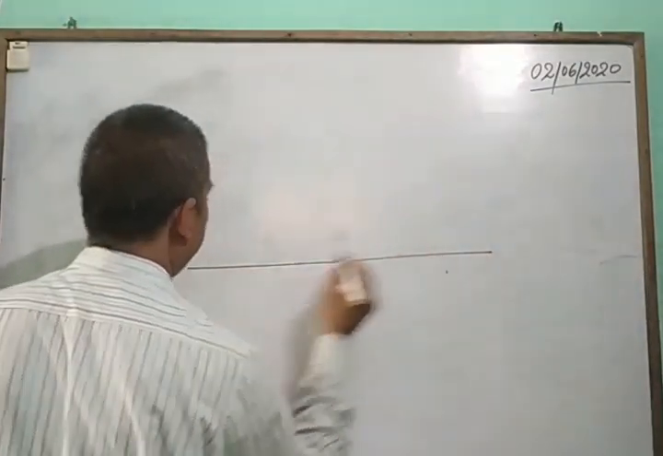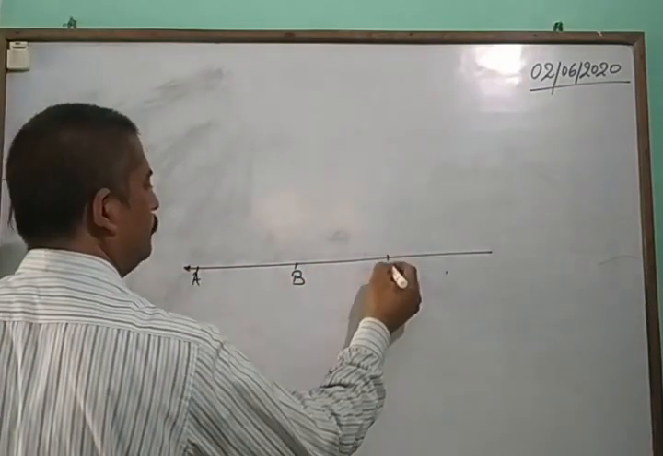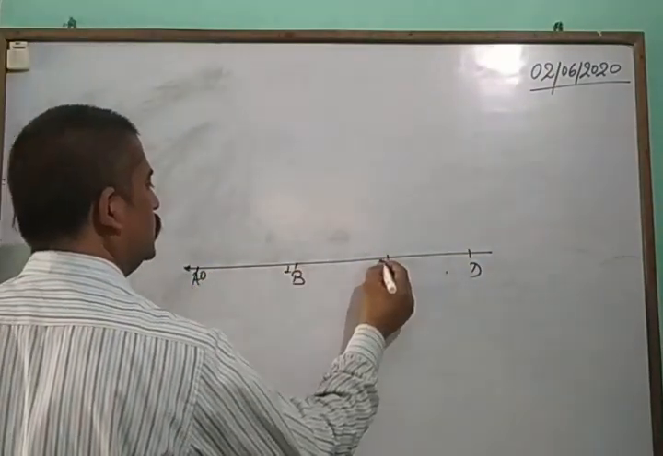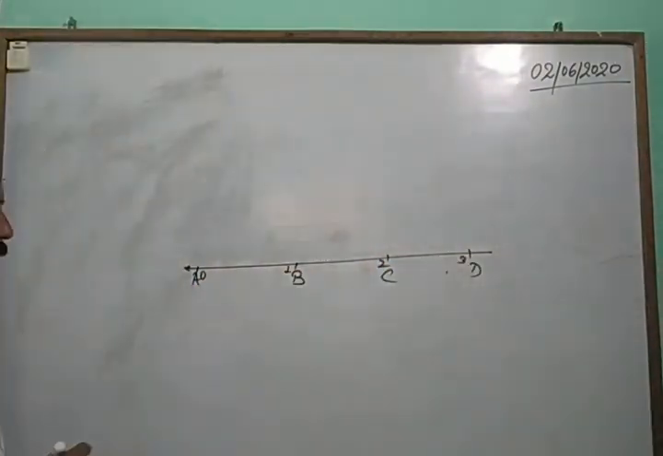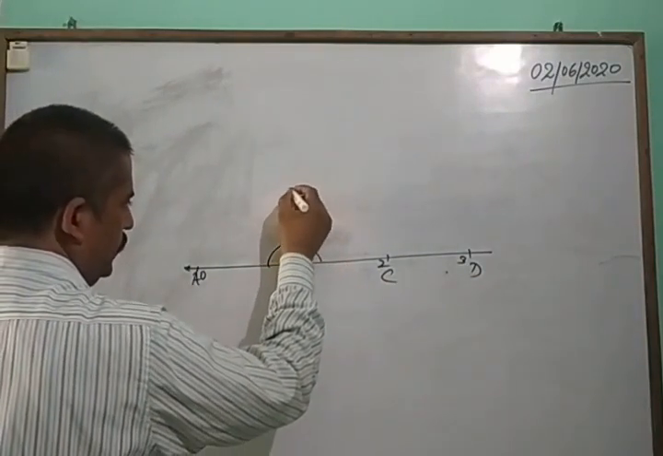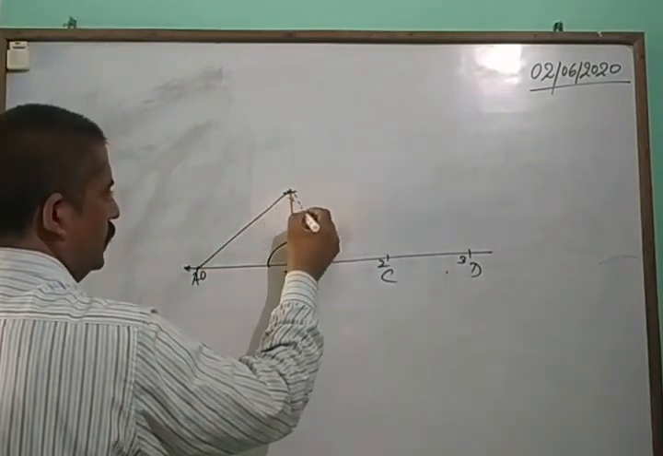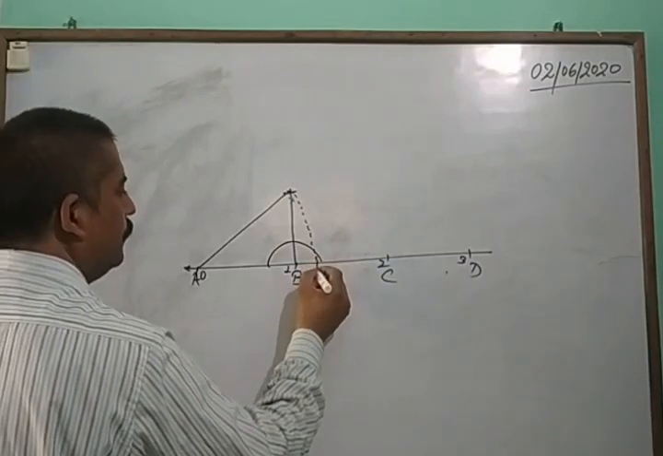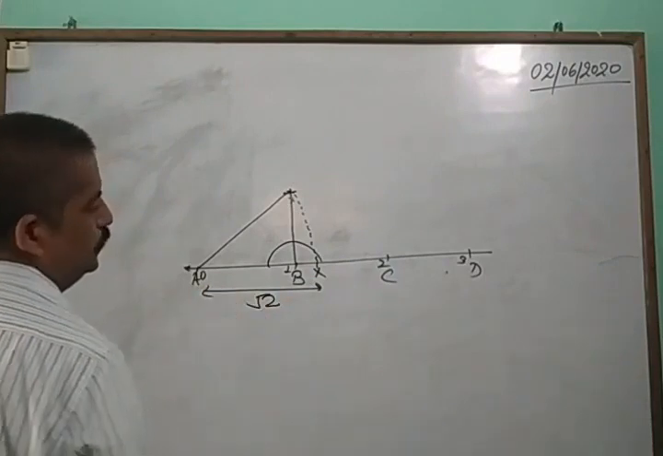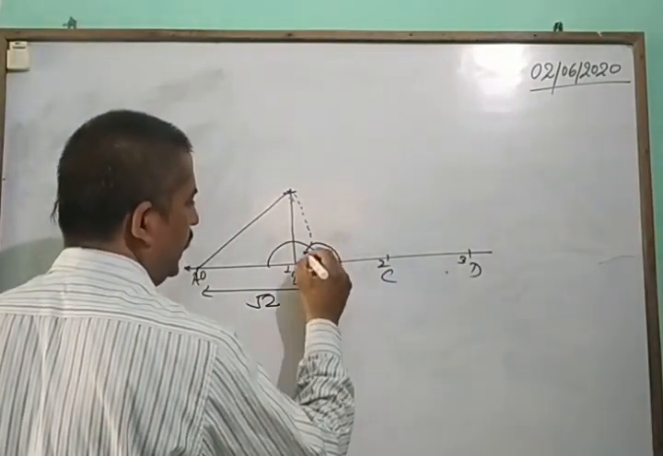Just take the number line: A, B, C, D, 0, 1, 2, 3. From B, first we take 1 unit. X is root 2. Again at that point we make a right angle.